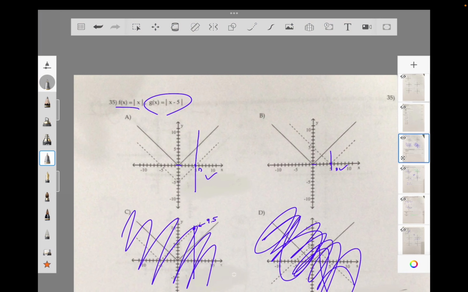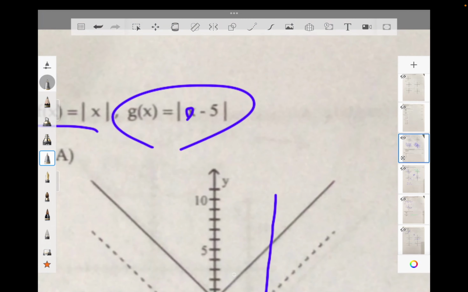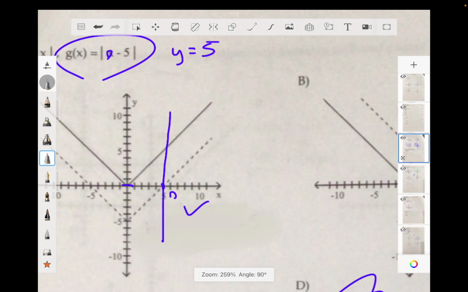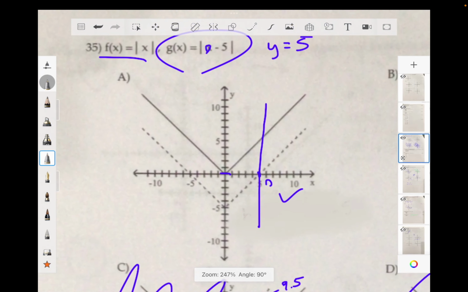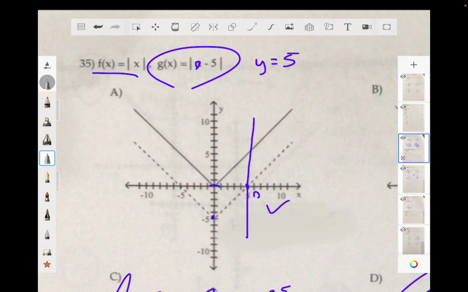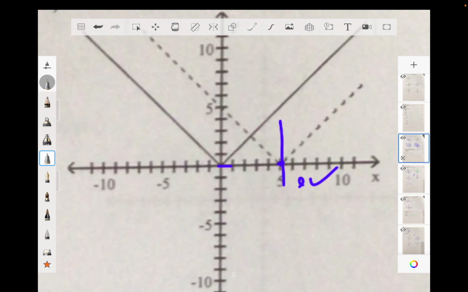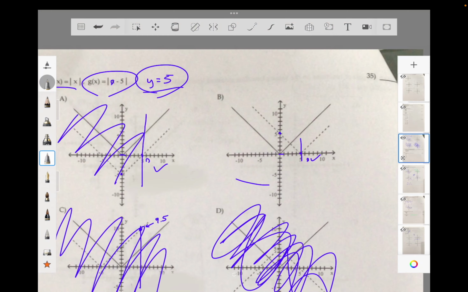Let's choose 0. So 0 minus 5 is negative 5. Absolute value of negative 5 is 5. So if we plug in 0 for x, our y value for g of x should equal 5. So for this one, if I plug in 0 at x, this one equals negative 5. That's not 5, so we can immediately cross this one out. At x equals 0, y is at 5 here, which is that. So this is B.